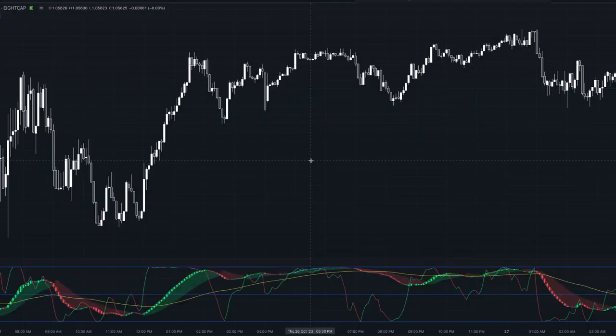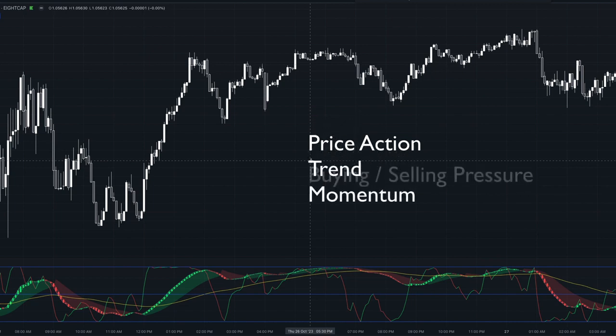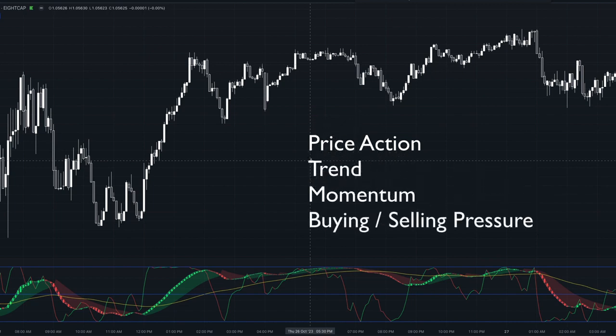Now, if I had to choose just one single indicator to trade off of, the Cumulative Delta indicator would definitely be it. And the reason why is because it shows me everything that I need to know to put on a good trade. It shows me price action, it shows me trend, it shows me momentum, and it shows me buying and selling pressure at any given time.